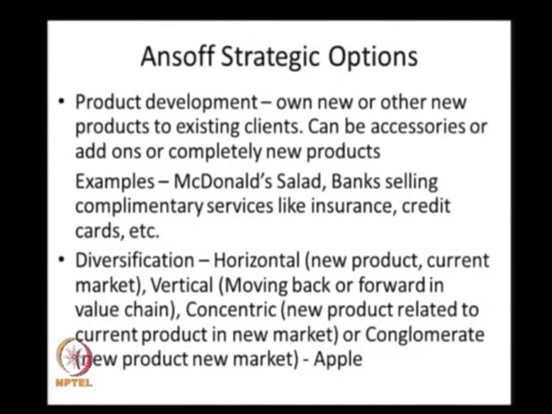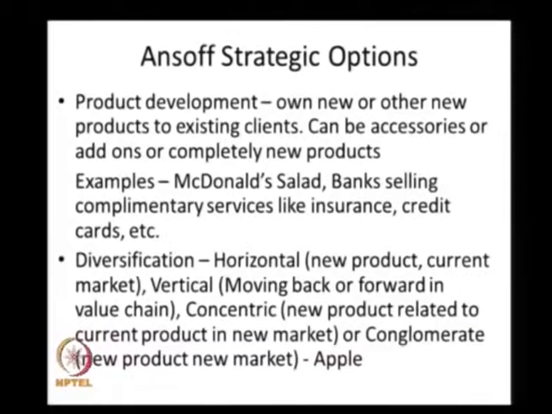And the last is diversification. And this diversification can happen in various directions, in horizontal which could be a new product in a current market, or a vertical integration, a vertical diversification either backwards or forward in the value chain. So, you could either move forward towards the customer direction or backward towards the vendor's direction, or it could be a concentric diversification, which could be a new product which is related to a current product in a new market, or it could be a conglomerate, which is the classic diversification, which is entirely a new product in a new market. And the Apple company is a very good example.